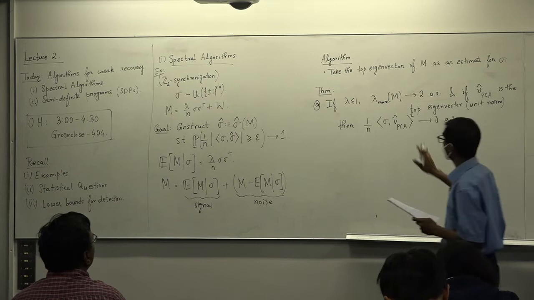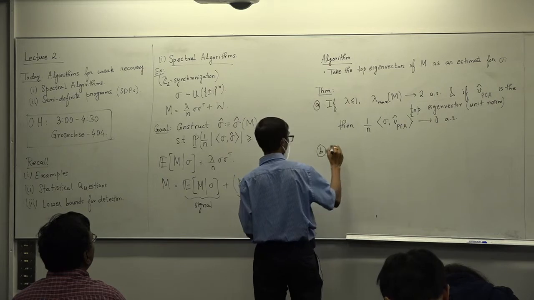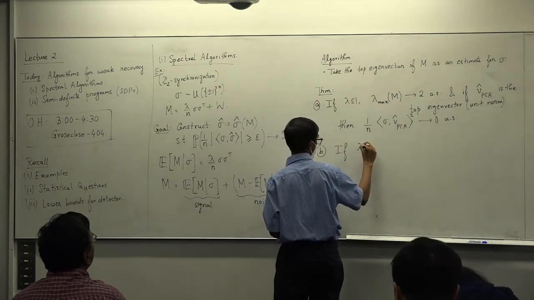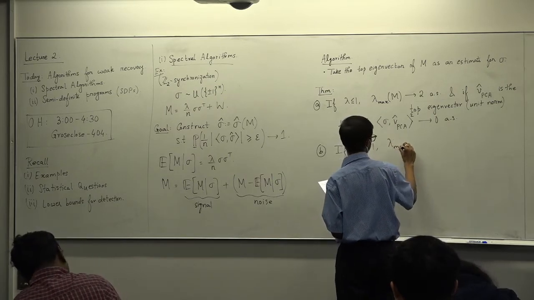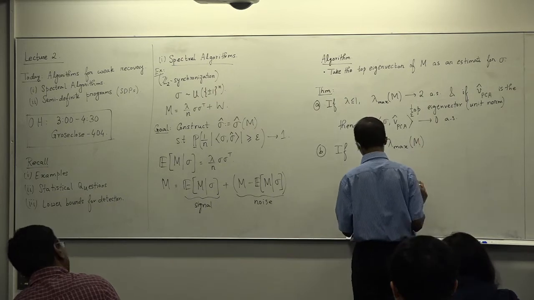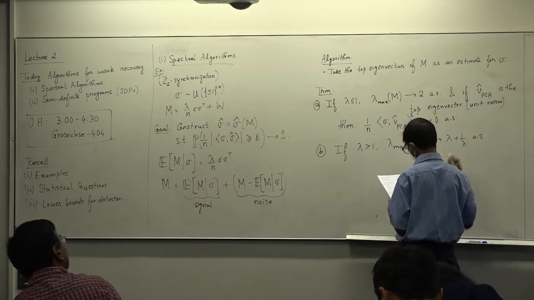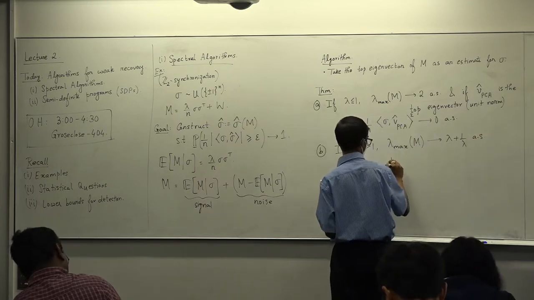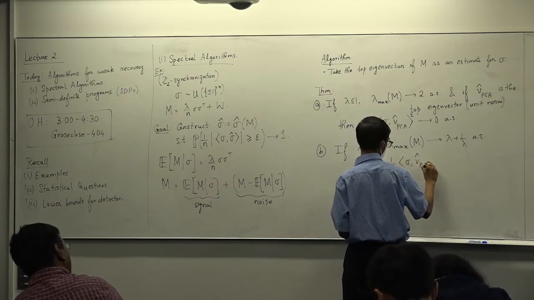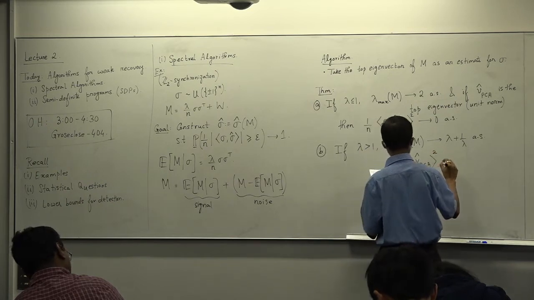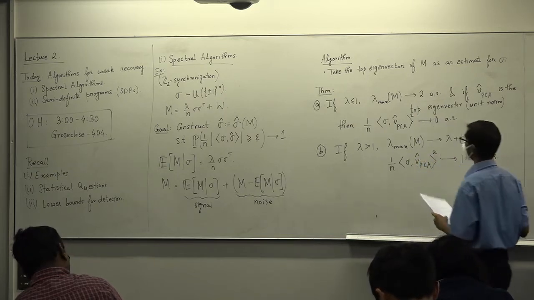That's what happens below the information theoretic threshold. And if lambda is bigger than 1, then lambda max of M actually converges to (lambda plus 1)/lambda almost surely. And 1/n times the squared sigma V hat PCA converges to 1 minus 1/lambda squared almost surely.